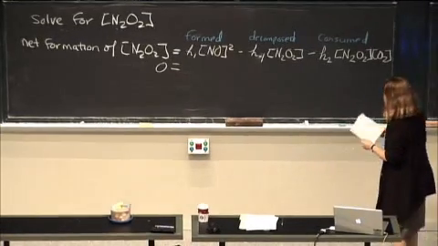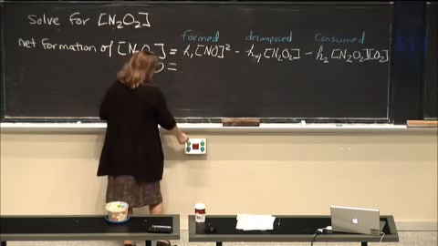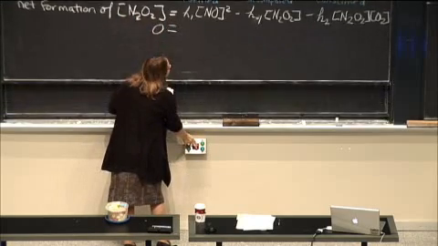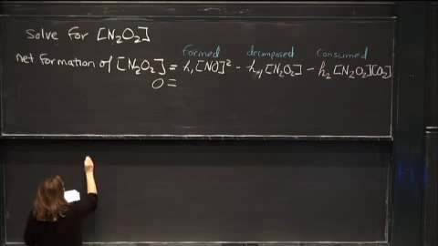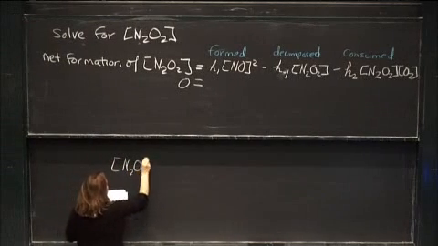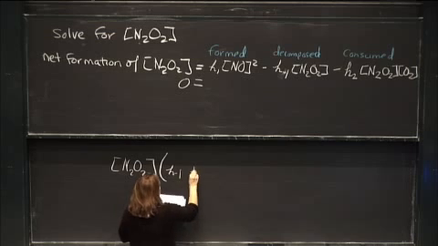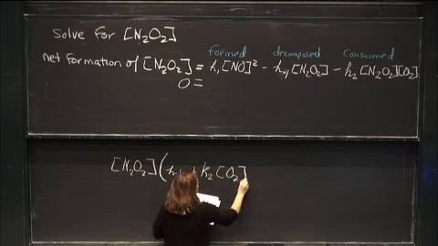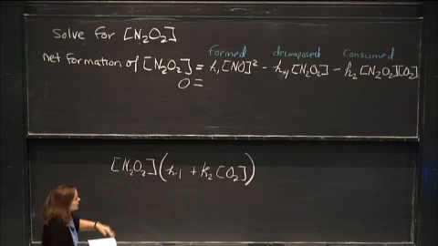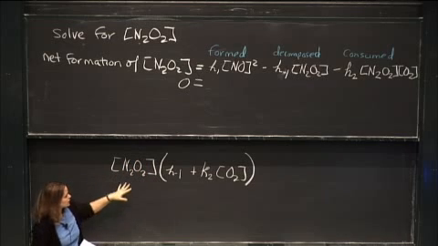So let's do that. We can rearrange this expression now that we have set it equal to 0. Put that up there, and we can bring N2O2 over to one side. So we have our intermediate on one side, and then we are going to have k minus 1 plus k2 times the concentration of O2. And that is the rate at which the intermediate is decomposed and consumed.